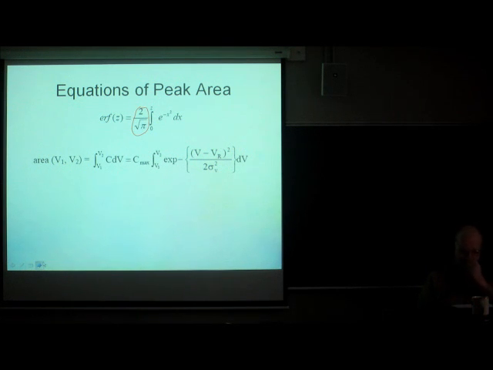Okay, so now, let's suppose I ask the question, what is the area under the peak between any two arbitrary volumes, V1 and V2? Well, that's the integral from V1 to V2 of the concentration with respect to the volume, and that's going to work out to be, evidently, Cmax times the integral from V1 to V2 of exponential minus (V minus VR) squared over 2 sigma_V squared dV.